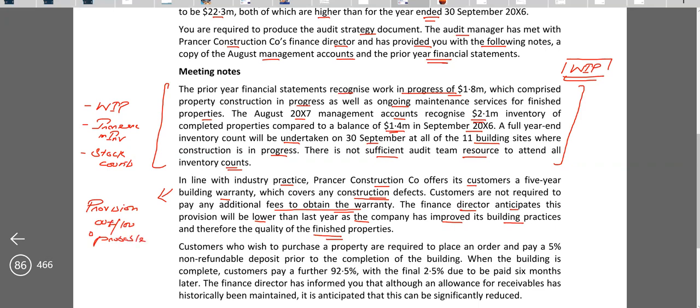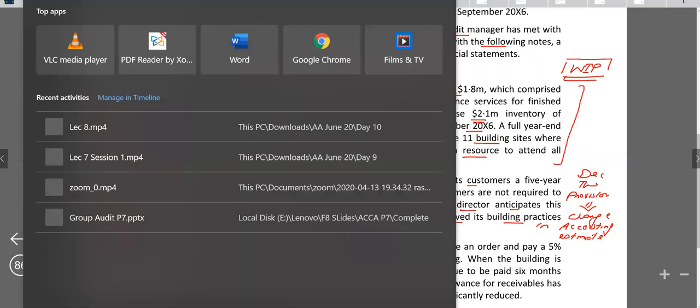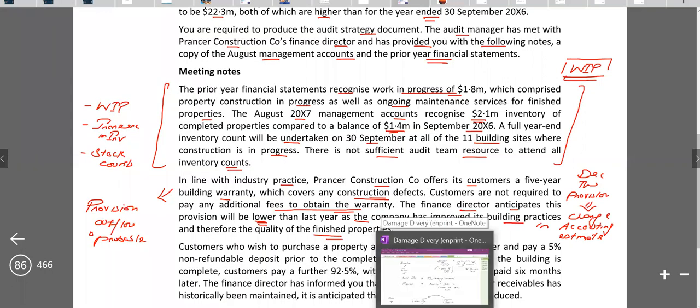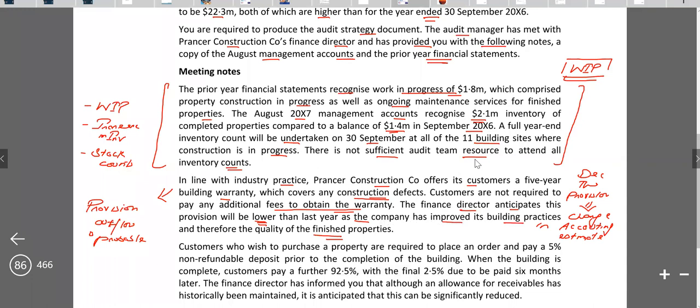Now they're saying the provision will be lower than last year. If they are decreasing the provision, it represents a change in accounting estimate. This is a change in accounting estimate, and you remember F7, which says if an entity is changing the accounting estimate, there should be a genuine change. There's a risk that it is not a genuine change and the provision may be reduced to show a better picture of the profits, resulting in the understatement of expenses and liabilities.